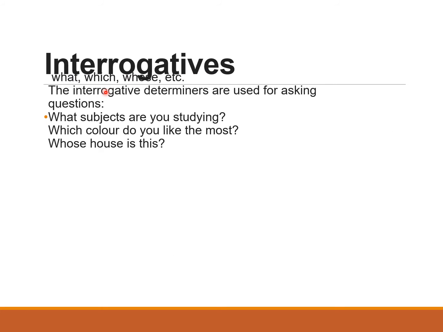Next is interrogatives. What, which, whose, etc. The interrogative determiners are used for asking questions like what subjects are you studying, which color do you like the most, whose house is this. You should keep one thing in mind, children. These question words should come before a noun like this. It should not come before a verb, like what is your name. Here it doesn't work as a determiner.